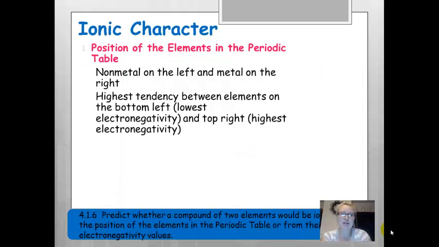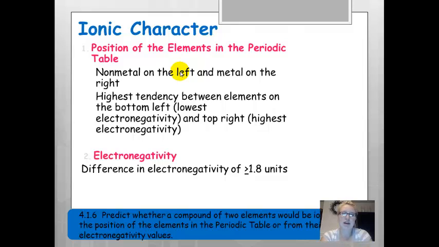So, ionic character can be predicted from the position of elements in the periodic table. Nonmetals are on the right, remember, and metals are on the left. So this is a mistake right here, excuse this. And the highest tendency for ionic compounds to form is between elements on the bottom left, which have the lowest electronegativity, and on the top right, which have the highest electronegativity.